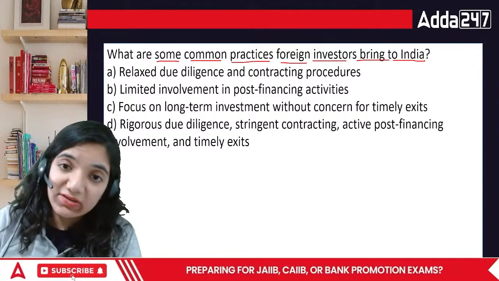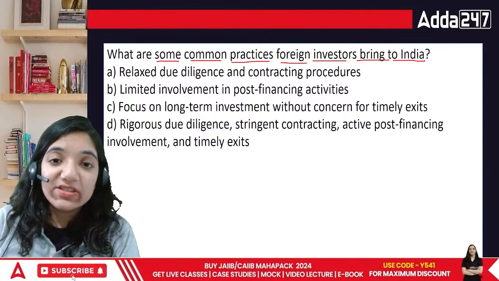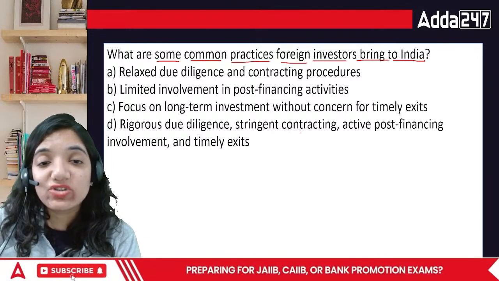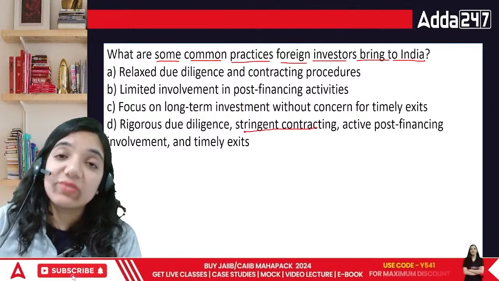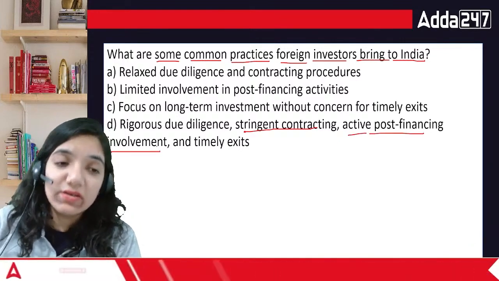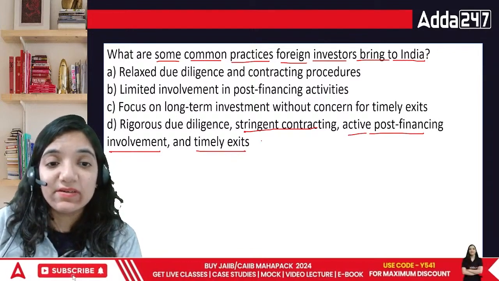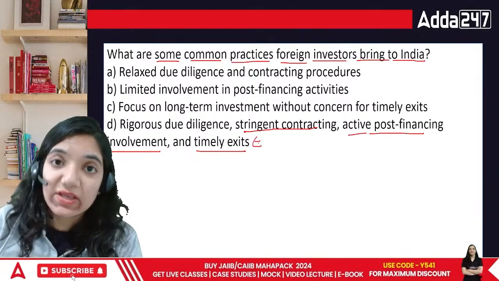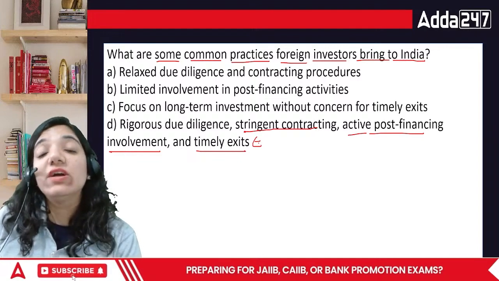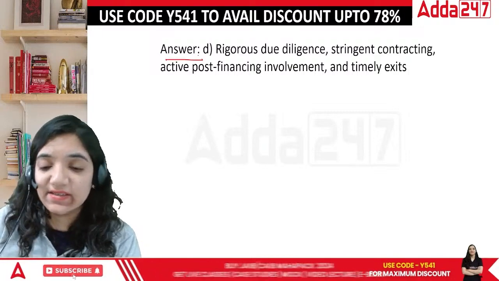So we have to do the rigorous due diligence because outsiders are coming. We have to keep our eyes and ears open. Stringent contracting, the contracts should definitely be stringent because that will make sure that there are no faults from the foreigners. And active post financing involvement. After financing, the involvement should be limited. And then we have the timely exits. Timely exits means the person is leaving before time. Or if they want to leave at any point of time, there are no restrictions adding on to their workforce. So the answer is D.